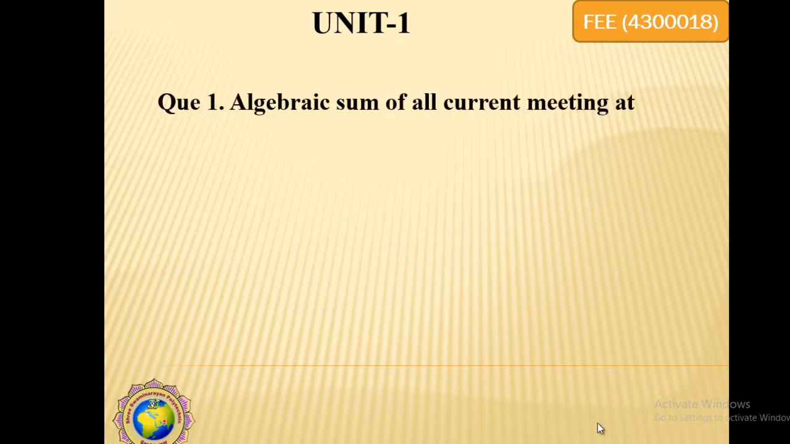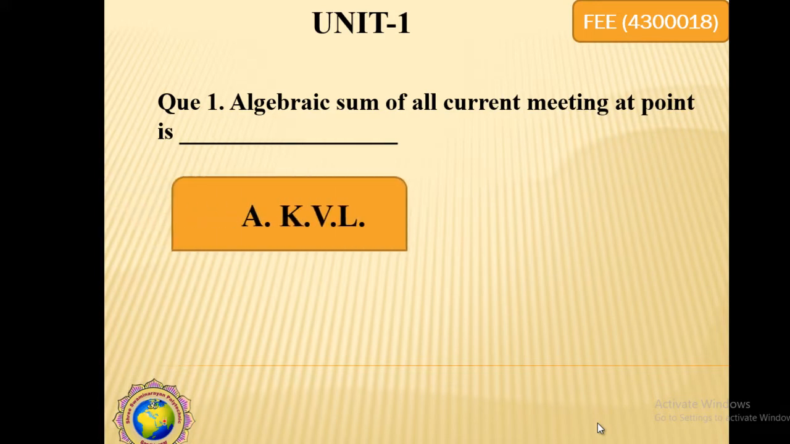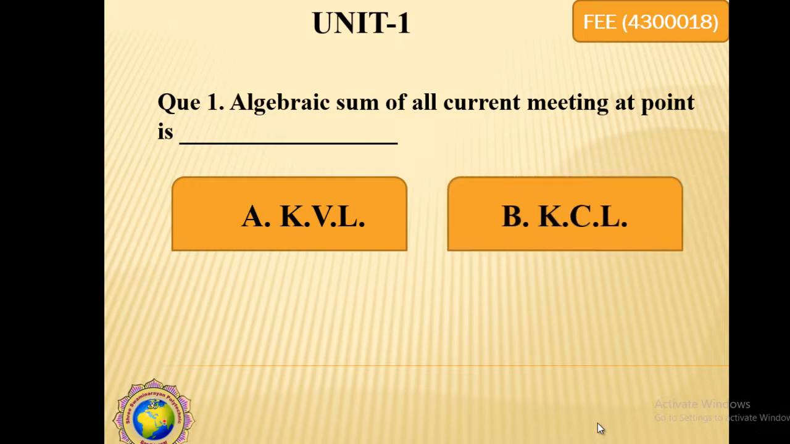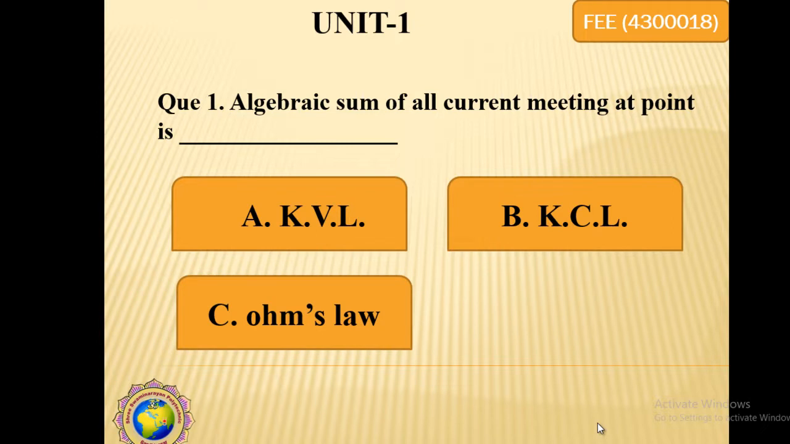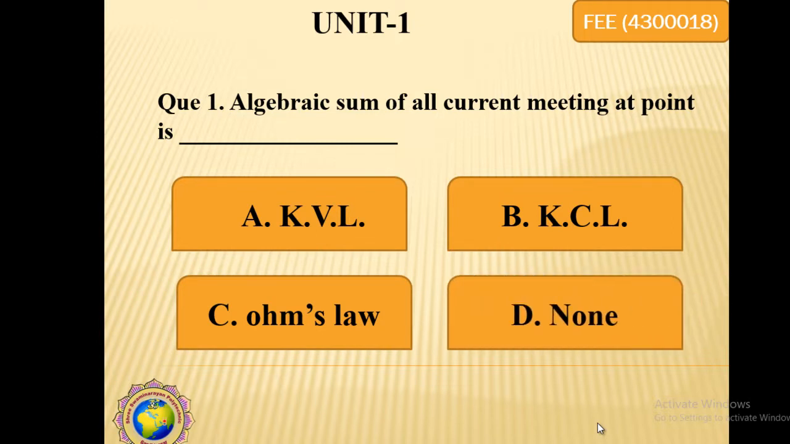The algebraic sum of all the current meeting at a point is: A. KVL, B. KCL, C. Ohm's law, and D. None. Again I repeat, which law does this statement say? You have to tell which law this statement belongs to, what the algebraic sum of all the current meeting at a point is called. So it's a KVL, a KCL, an Ohm's law, or D. None.